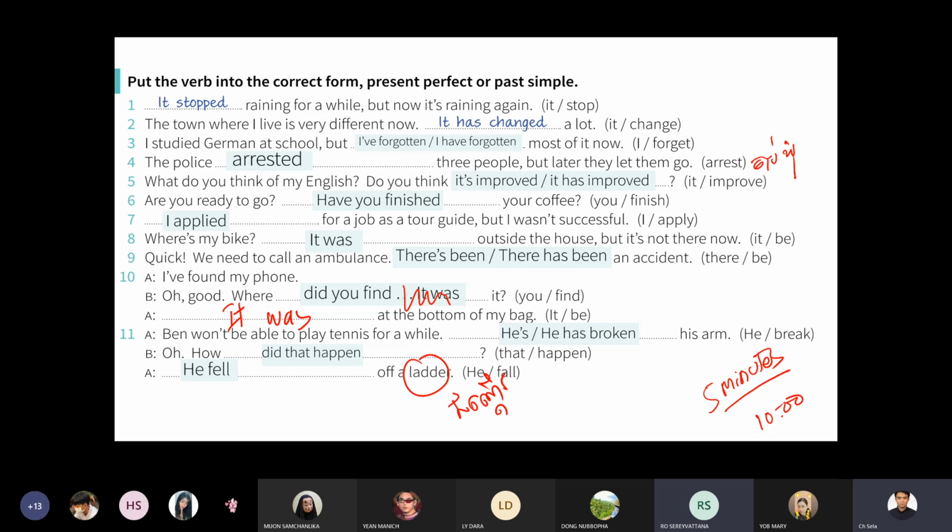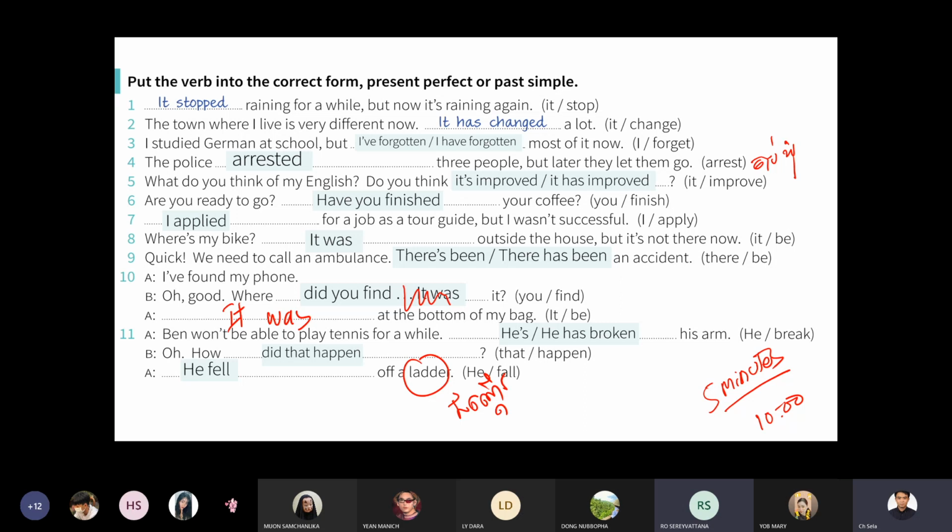Six, are you ready to go? Have you finished your coffee? Seven, I applied for a job as a tour guide, but I wasn't successful. Eight, where's my bike? It was outside the house, but it's not there now. Nine, quick, we need to call water. Ambulance. There has been an accident.